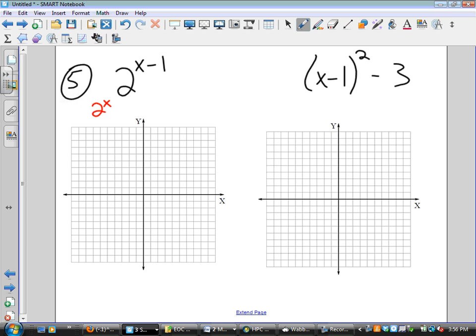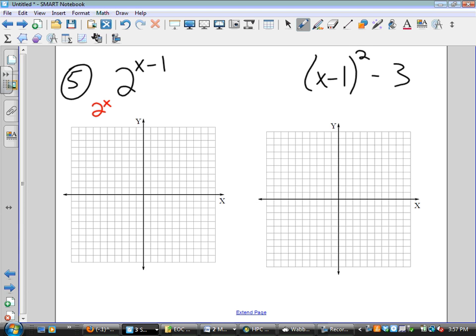Now because of the x minus 1, what's happening is we're taking that basic function and shifting it to the right 1 unit. Remember, it's a bad dog because it's in there next to x. So we're actually moving this thing to the right 1 unit.